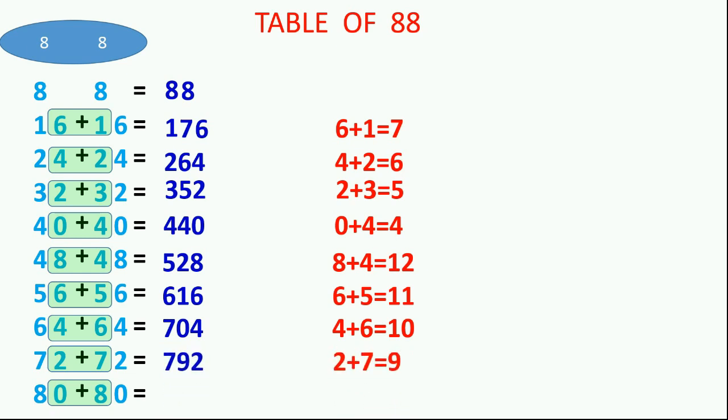2 plus 7, 9. Okay, this is the single digit. 2 plus 7 is 9, 792. Here there is no need. And now the last has no carry. So 880. So this is the table of 88.